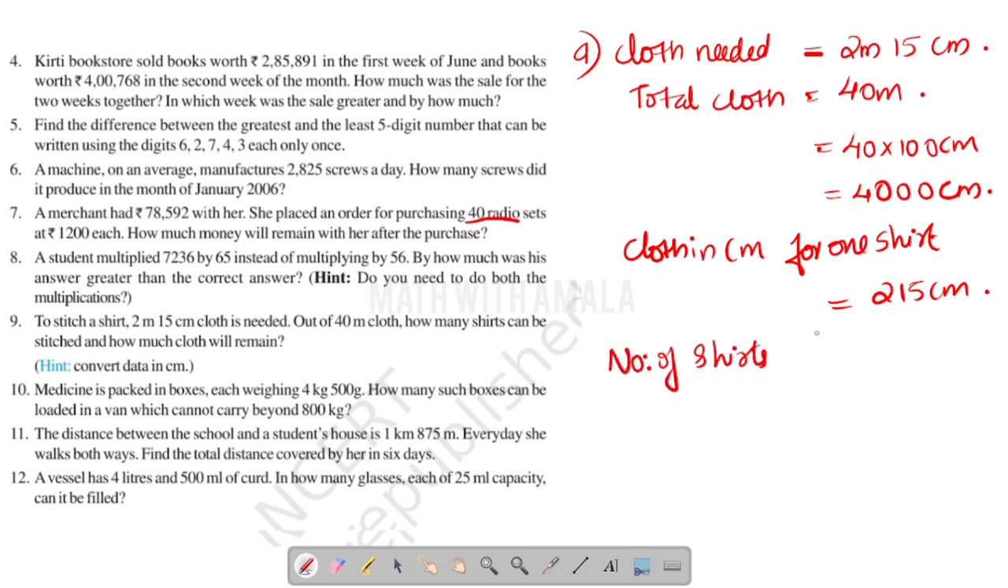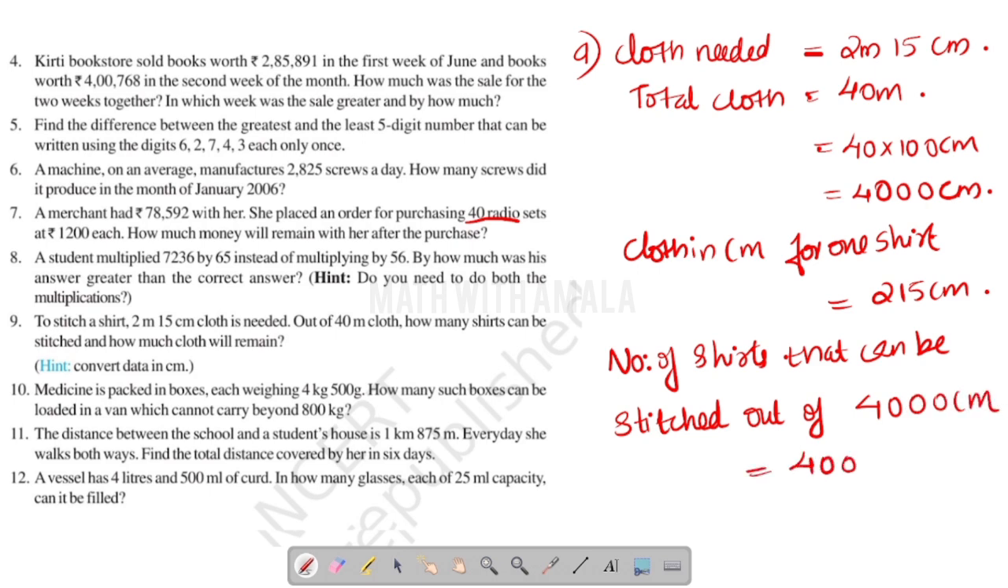Now the number of shirts that can be stitched from this 4000 centimeter long shirt cloth is its division, 4000 divided by 215. So let's divide this number. You will get something like 18 and there will be some remainder also. Let's see how we have done the division.